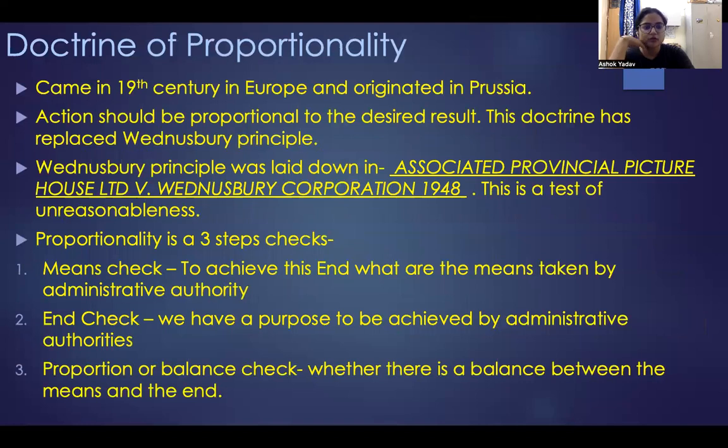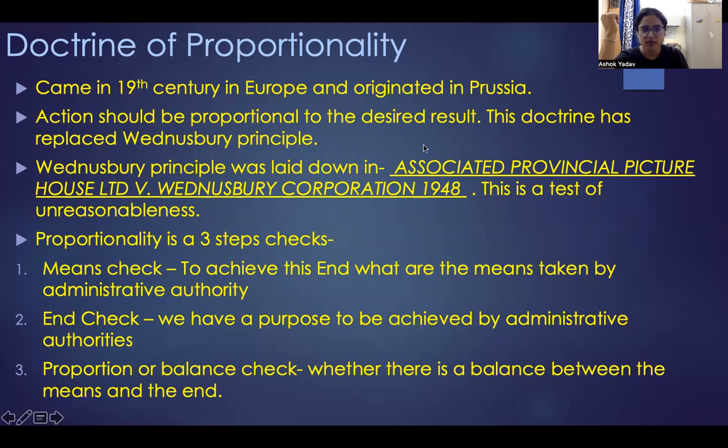Right. Now, another concept that we are going to read under administrative law is the doctrine of proportionality. This doctrine came in the 19th century in Europe and originated in Prussia. Actually, it says action should be proportional to the desired result. This doctrine has replaced the Wednesbury principle. Earlier, we used to have the Wednesbury principle, but now it has been replaced by this doctrine of proportionality.